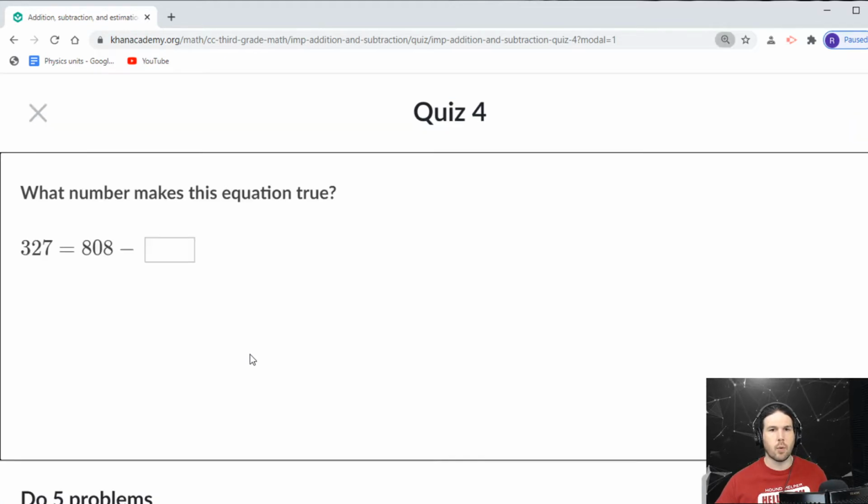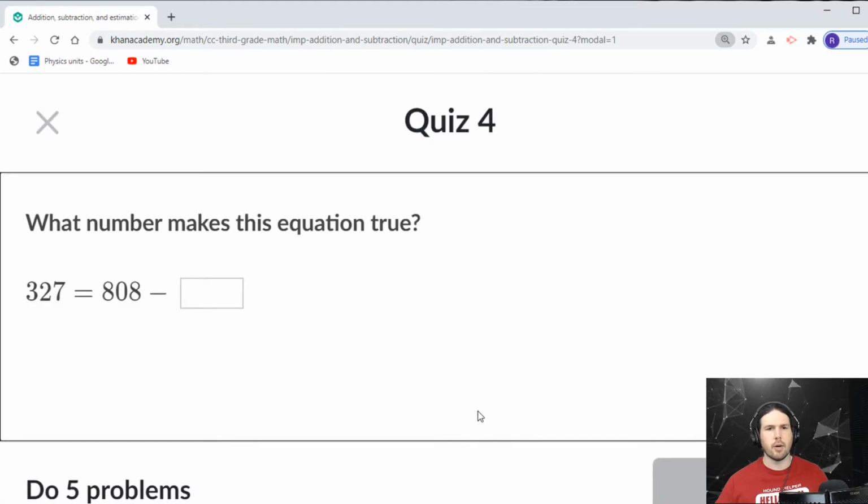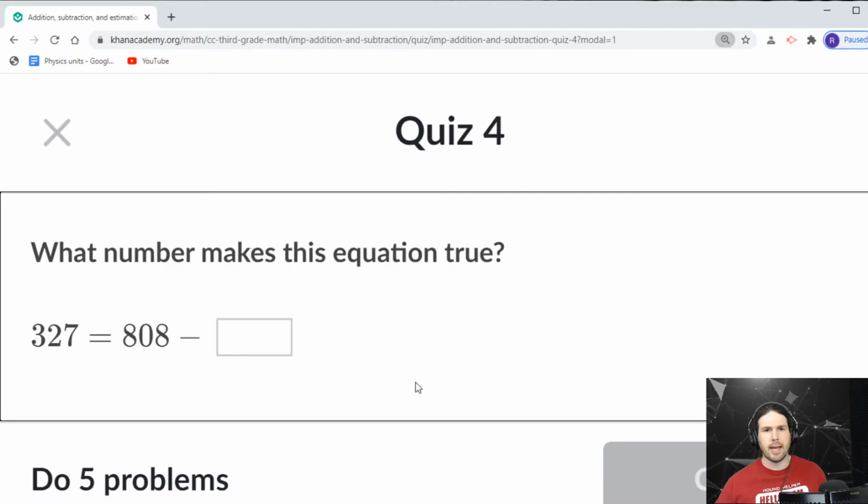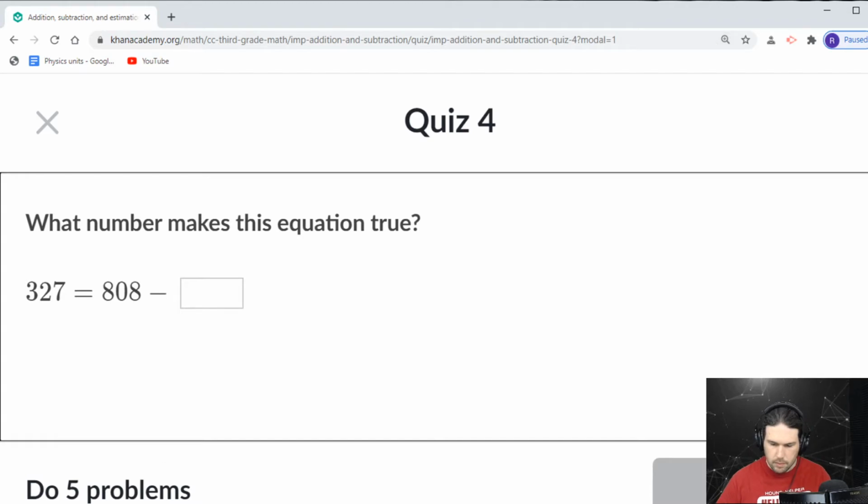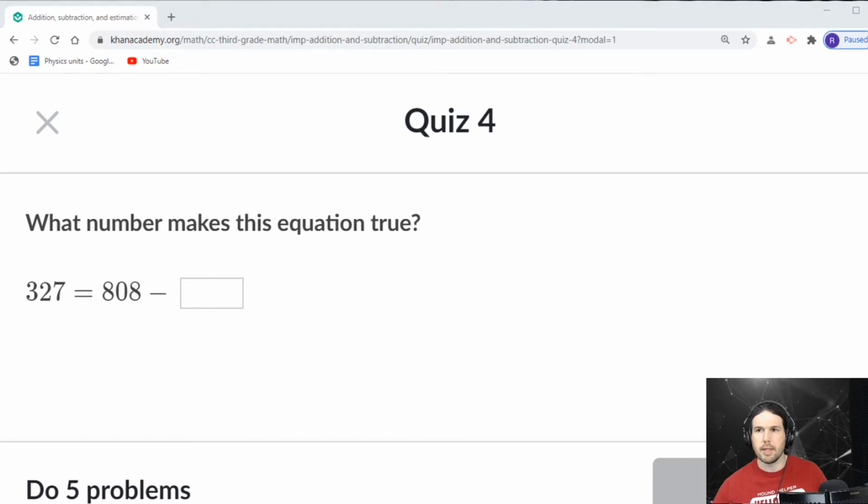What number makes this equation true? 808 minus. So again, what we're really doing is we are taking 808 and we are subtracting 327. And that's not so bad.